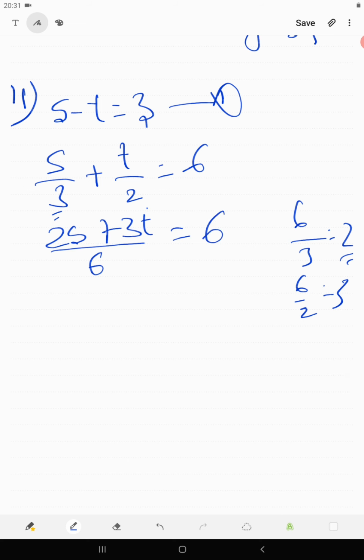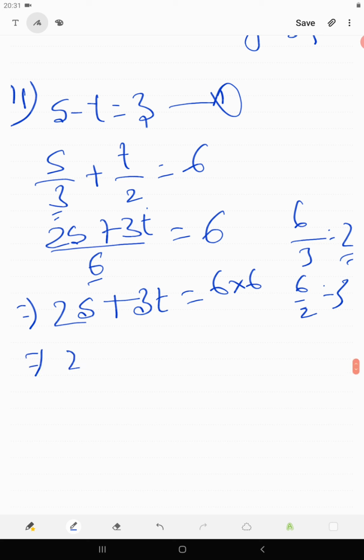That is equal to 6. So this simplifies to 2s plus 3t equals, now 6 is a divisor over here, so when it goes to the right-hand side, it will be multiplied. So 6 into 6, so 2s plus 3t equals 36. This is our second equation.